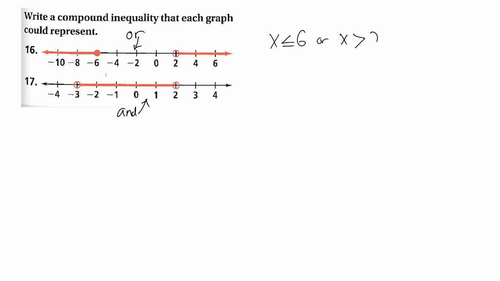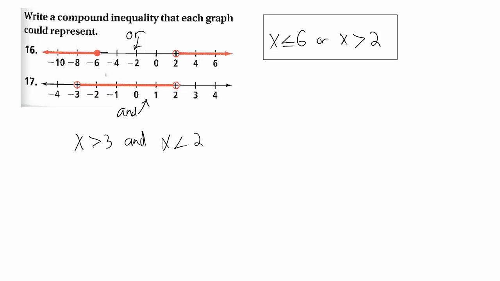So the left part is x is less than or equal to 6. You include the 6. The right part is x is greater than 2. They're separated, so you have to put an or. You can put a union if you want, but I just like putting an or.